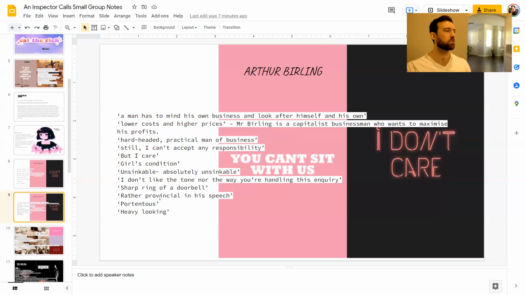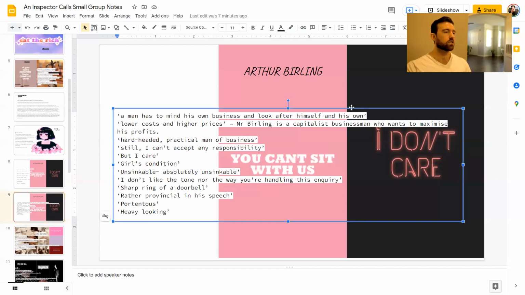So, "a man has to mind his own business and look after himself and his own." Clearly what is going on here is the imperative language, for example. It's a very forceful tone. He's basically saying that he's got a very black and white vision of the world. He feels like, look, all a man has to do is this, this, and this, and that's all that matters. So there's no room for social responsibility in his worldview. He feels that you build your business, you mind your own business, you look after yourself, you look after your family, and basically screw everyone else.